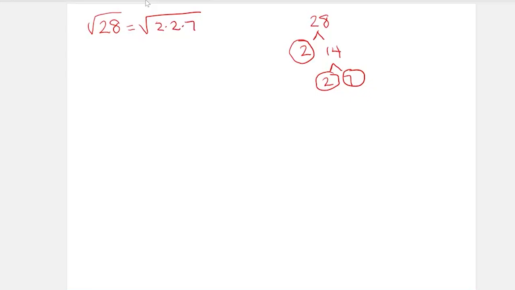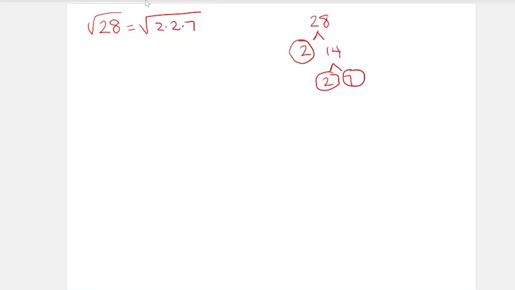The long way, but the easy way, is I start with 28 and I make a factor tree. And my factor tree here is 2 times 14, right? Because I want two numbers that multiply together to give me 28. So 2 times 14. And 2 is a prime number, so I'm done with 2. But 14, I can still break down to 2 times 7. 2 is prime and 7 is prime. So now I know this is equal to the square root of 2 times 2 times 7.